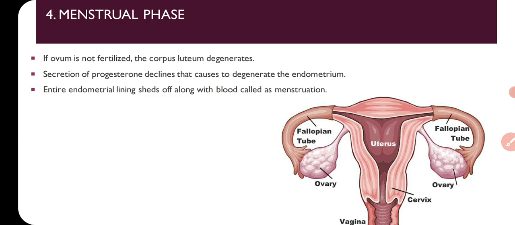So the endometrial lining, which was very thick and networked with blood capillaries, sheds off and returns to its previous condition. Because of the shedding of the entire endometrial lining of the uterus, it moves out through the vagina along with the blood, and that is called menstruation. So menstruation shows that fertilization didn't take place.